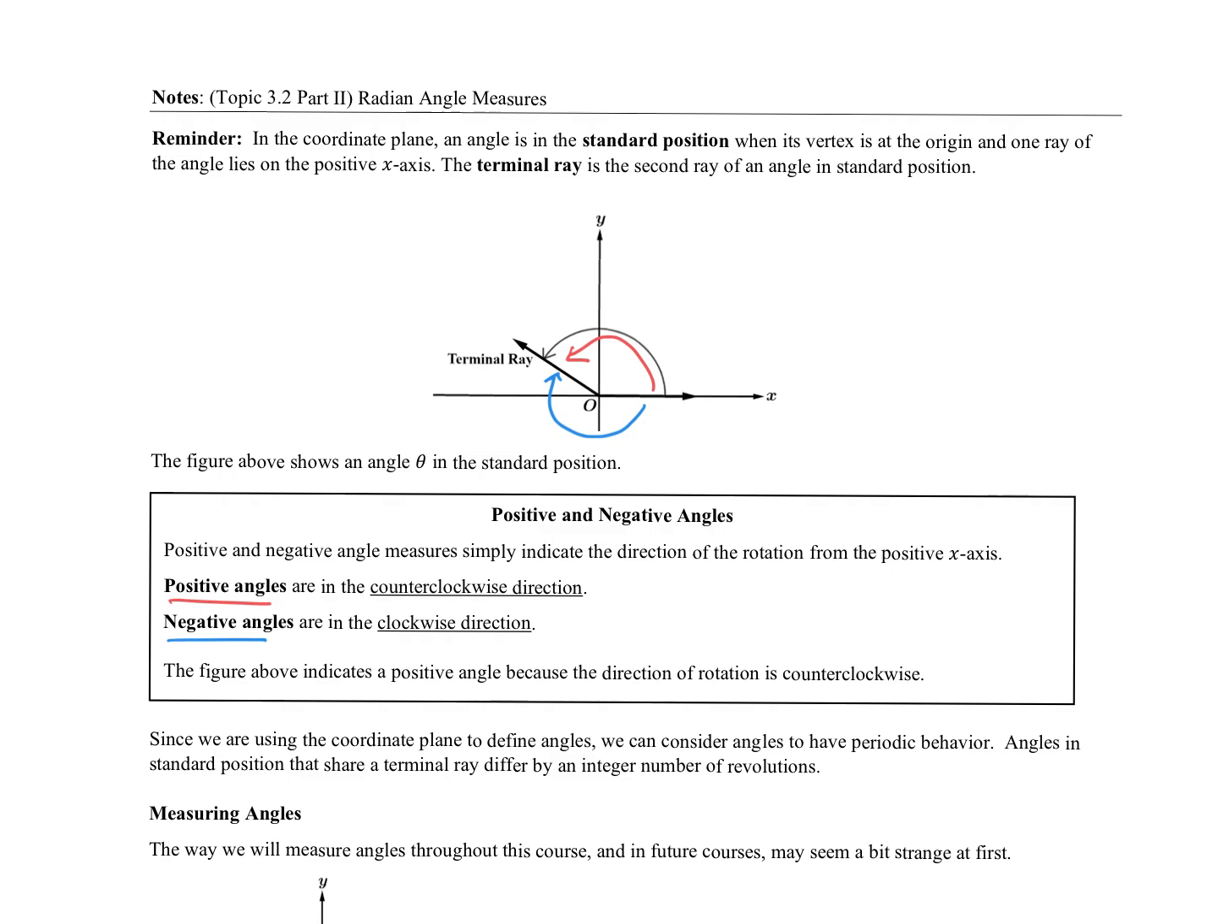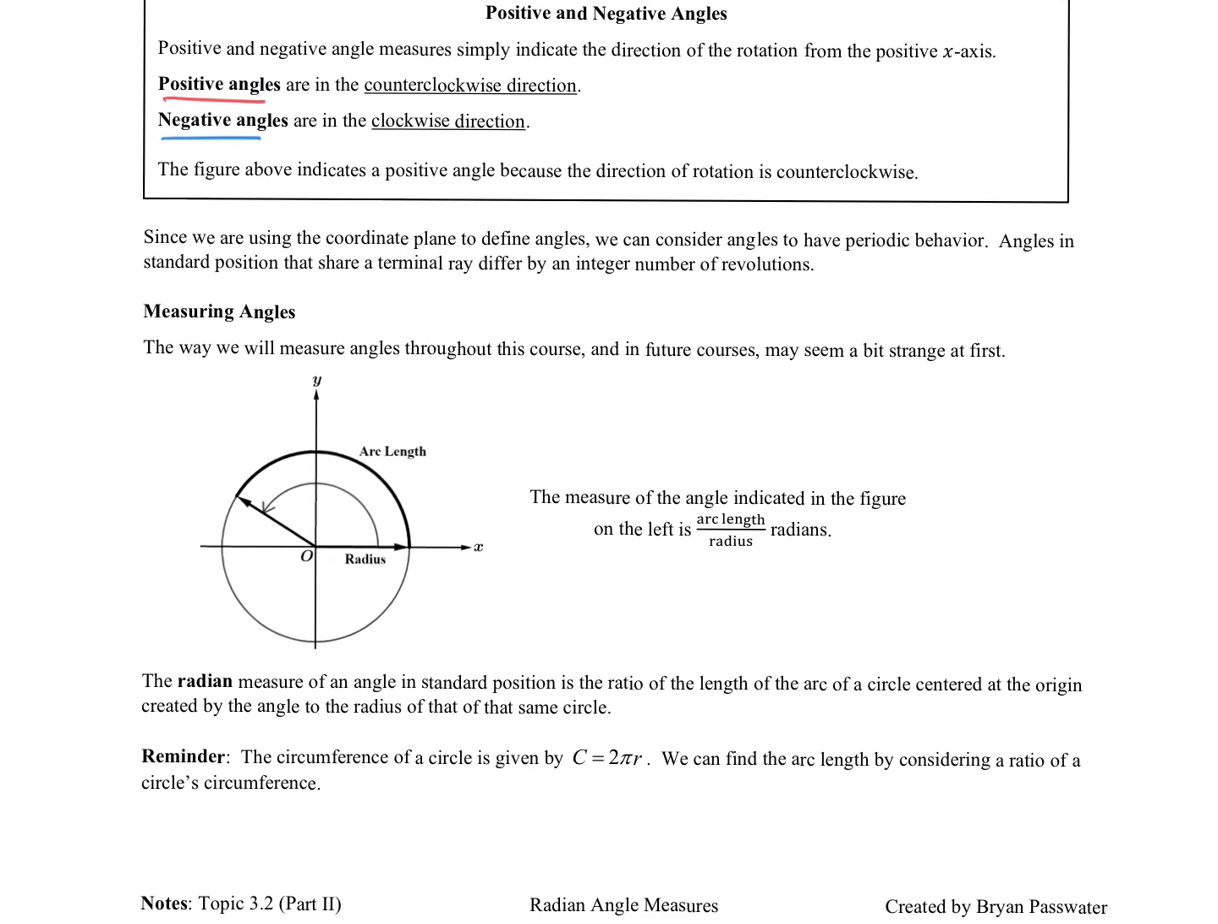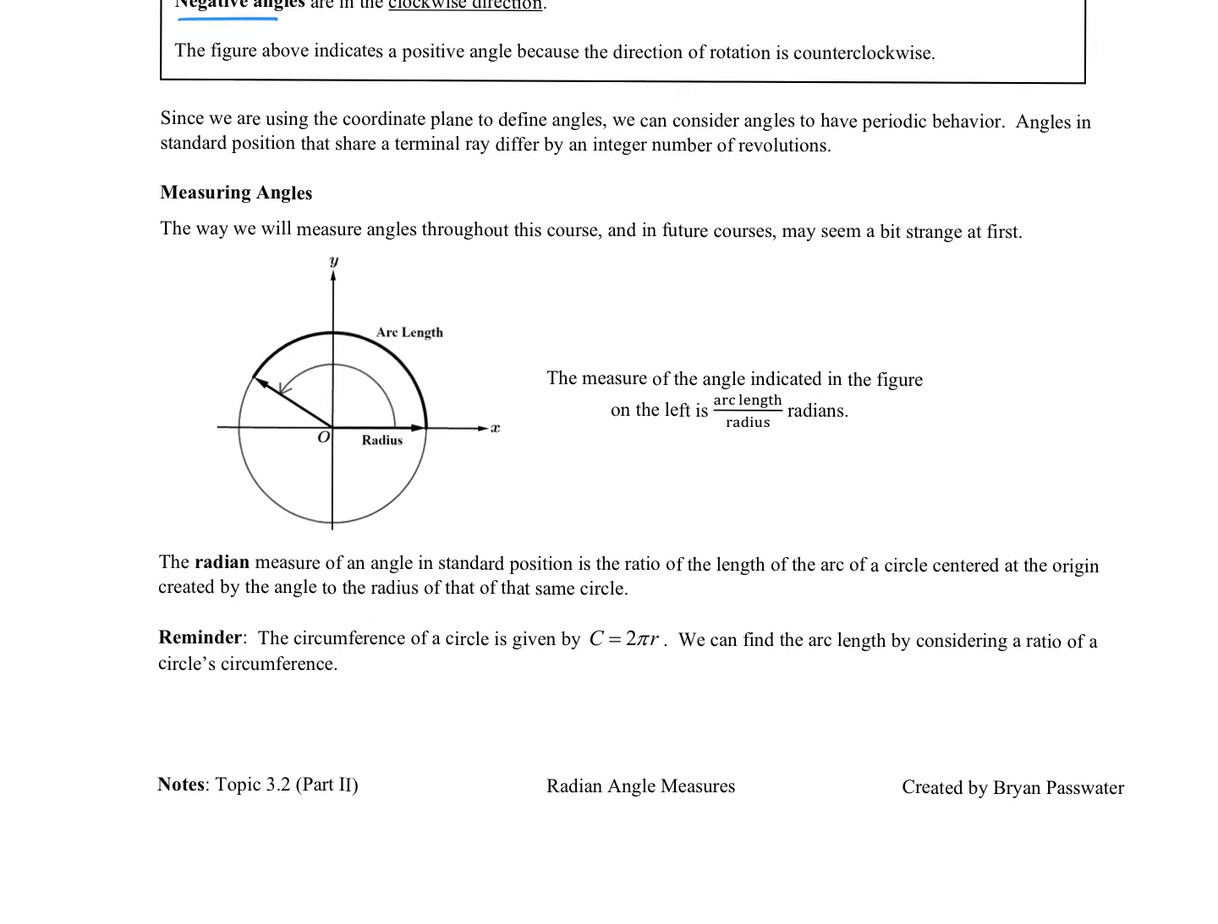All right, so when we are measuring angles, we are going to take an arc length over our radius. So when we are getting our theta measure, we are getting an arc length over a radius.